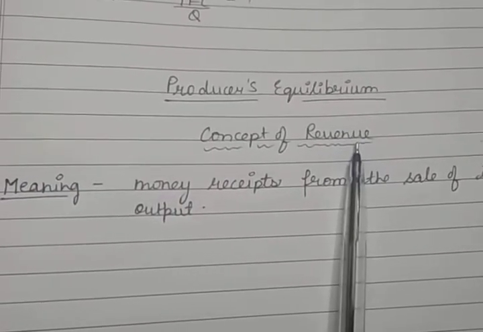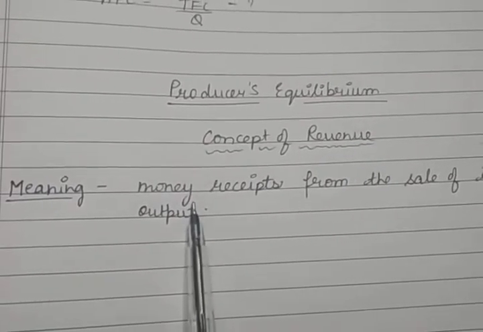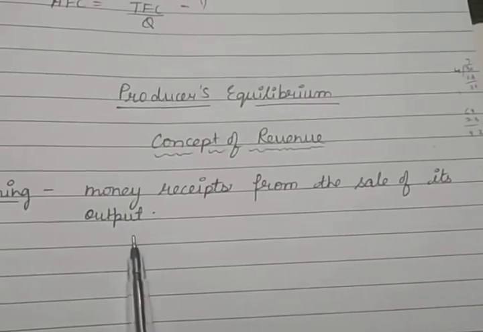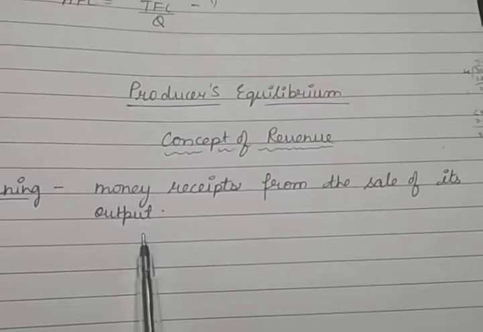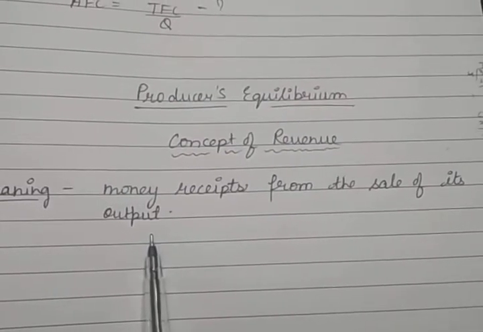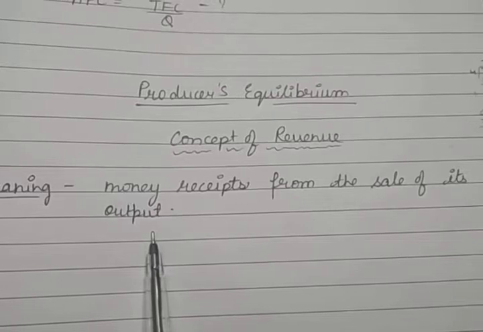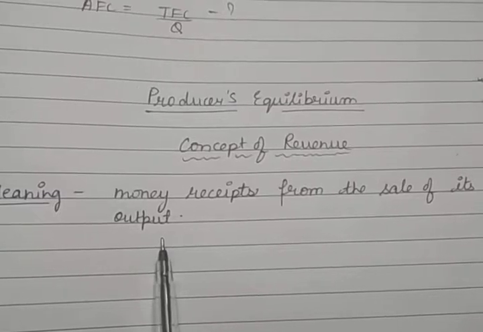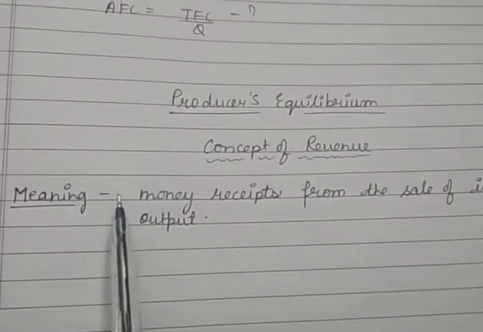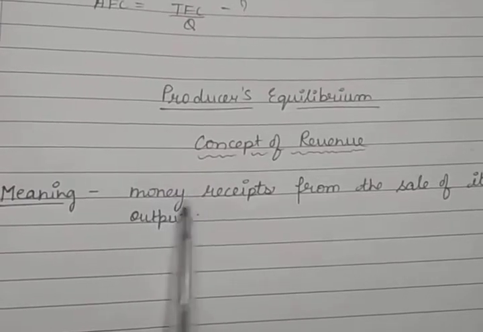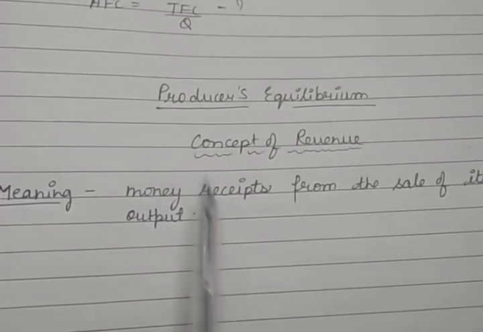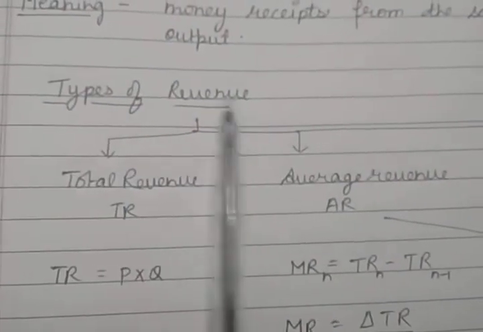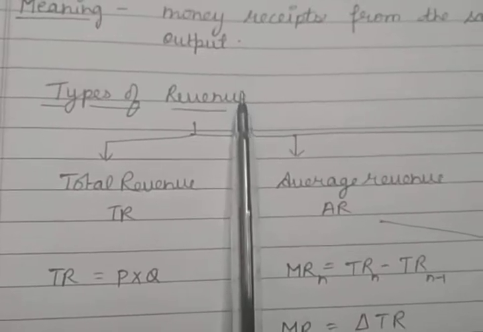The revenue of a firm refers to its sales receipts or its money receipts from the sale of its output. Or in other words, revenue refers to money receipts from the sale of output by a firm in a given period, or the total market value of the output produced. That means whatever he has produced, after selling it in the market, the money receipts he is receiving, that is the meaning of revenue. Now, let's start discussing the types or the concepts of revenue.